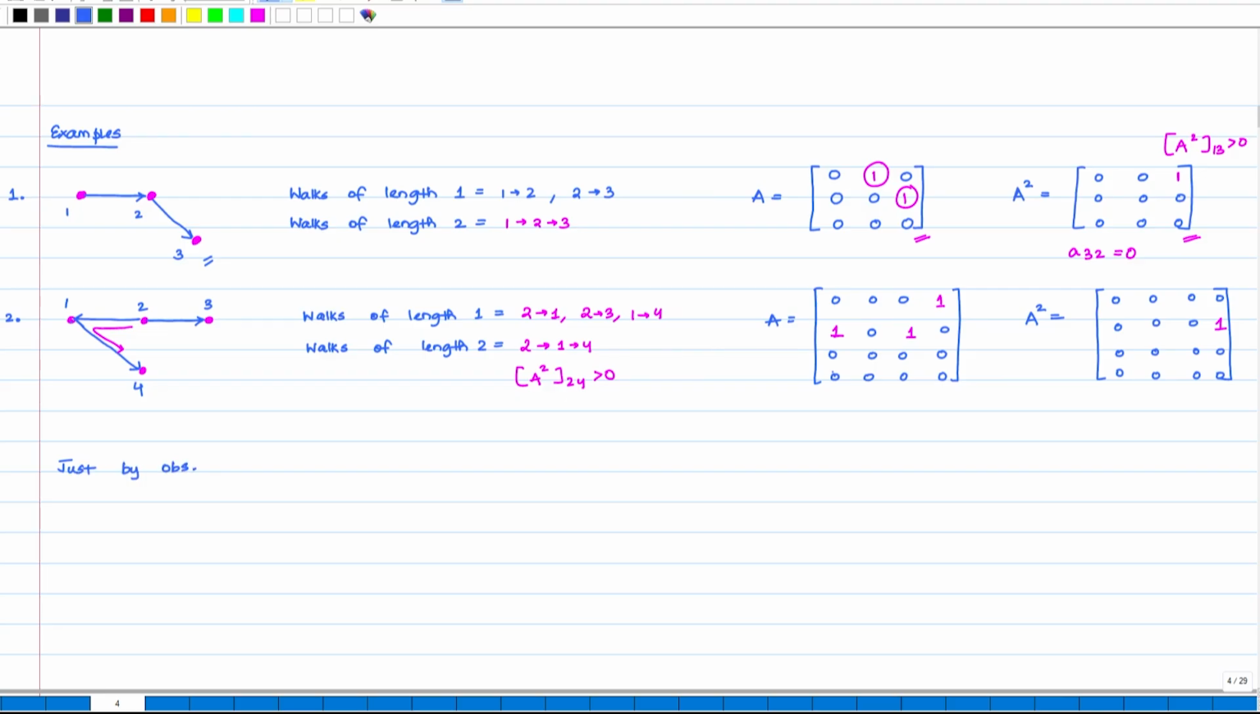Just by observing the walks in the graph, the entries of A to the power k can actually be filled. Okay. Now, let us modify the same graph slightly and see what happens. Okay, let us look at another example.